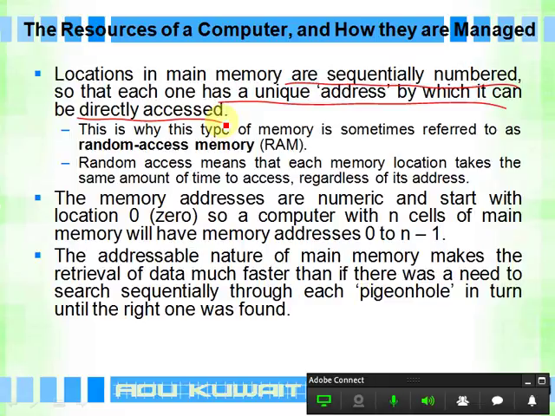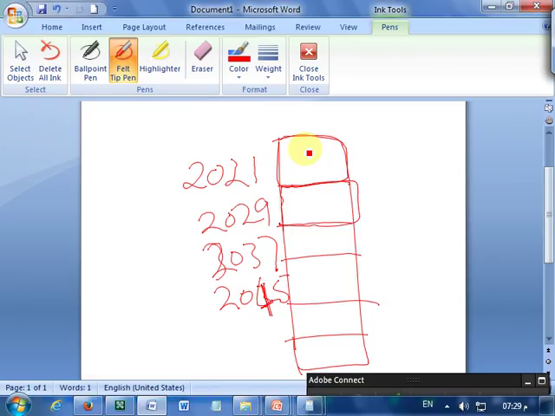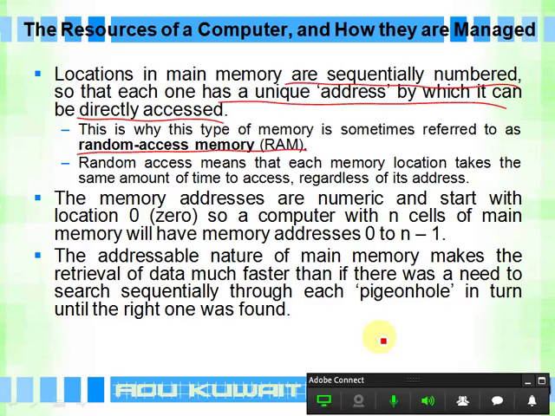So this is why the memory is sometimes called random access memory, because you can access it randomly. For example, if you want the data over here, you go to this address and take the data. No need to go sequentially. You can go randomly and access the data.